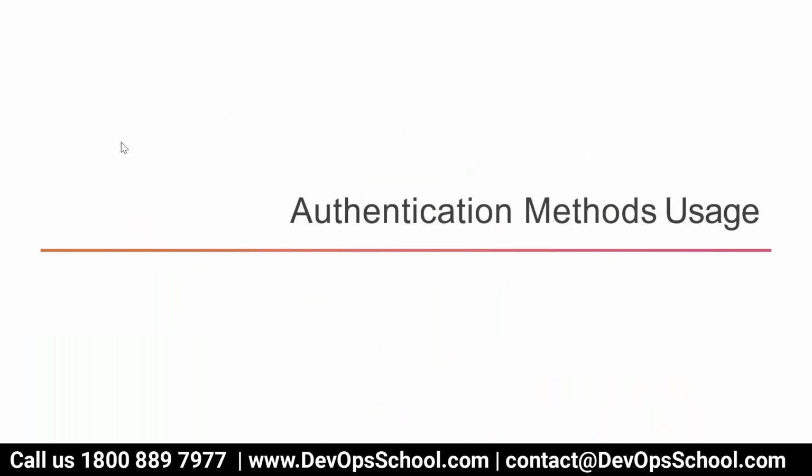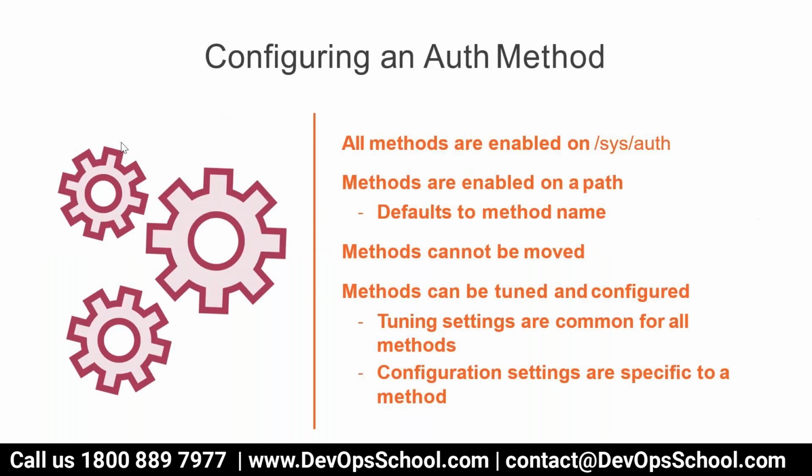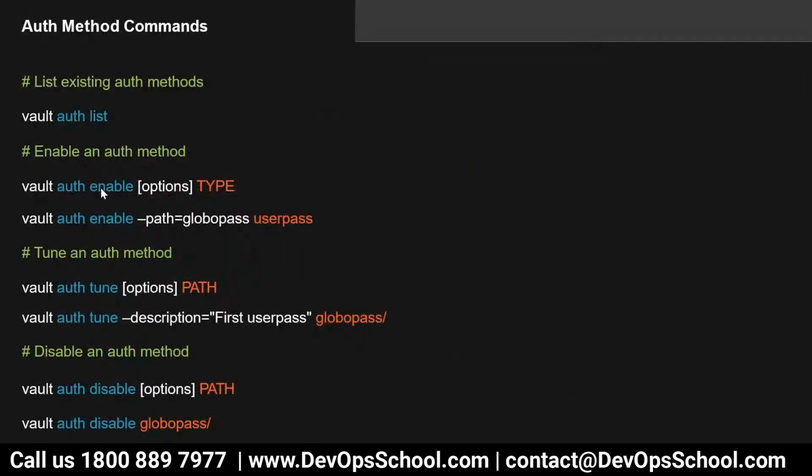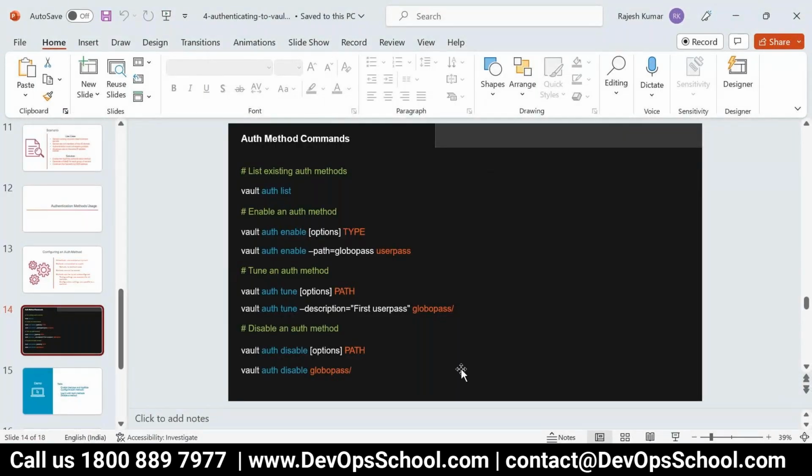Okay, so authentication method uses. All methods are enabled on sys/auth. Methods are enabled on a path that defaults to the method name. That means sys/auth and password-based, slash password, slash role-based, like that. Methods cannot be moved. Methods can be tuned and configured. Tune settings are common for all methods. Configuration settings are specific to a method. Okay, so now let me show you the demo for this.